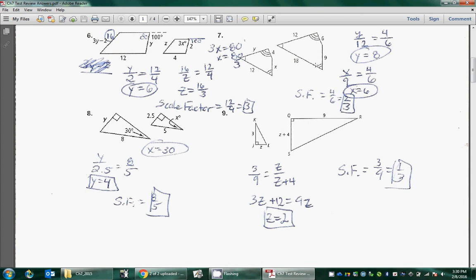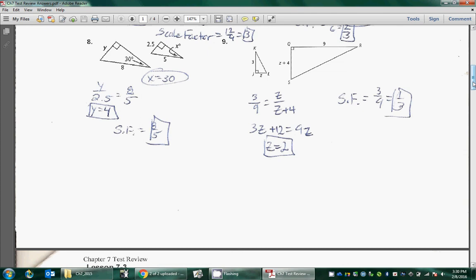Okay. For y, same process. Y is matching with 12, and either 4 matches with 6, or you could have done 12 and 18. Or you could have even done 6 and 9 from the x. Okay. Cross multiply, you get y equals 8. For the scale factor, I've just got to pick one pair of sides. So I picked the easiest one, because they were the smallest numbers. 4 and 6, you always do first to second. So 4 over 6 reduces down to 2 over 3.